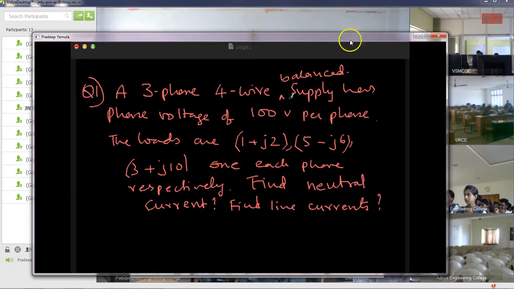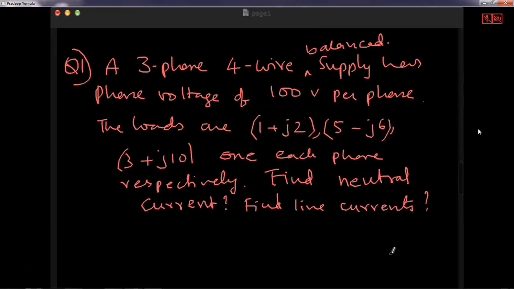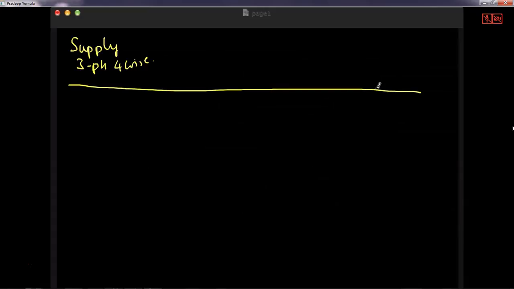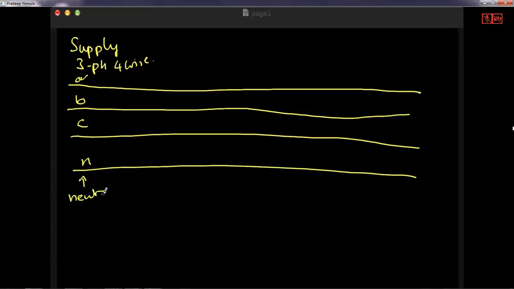Three-phase four-wire balanced supply. So first I'll draw the supply. Three-phase four-wire means it looks like this: 1, 2, 3. These are the three-phase lines, and then this is the neutral. So A, B, C, N. This is the neutral wire. So this is A, B, C, and neutral.